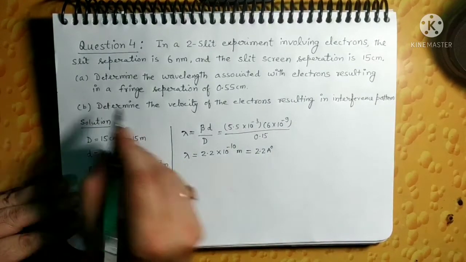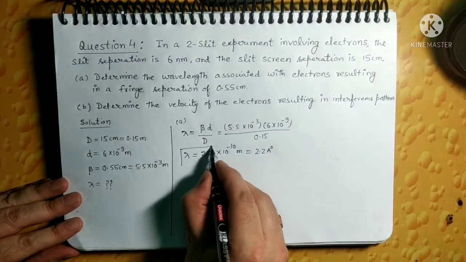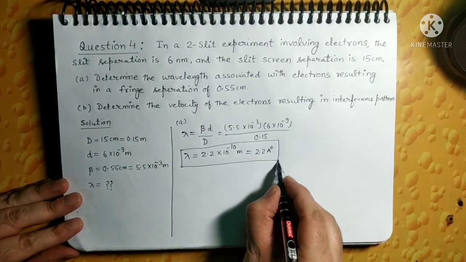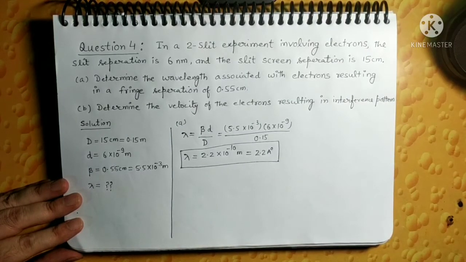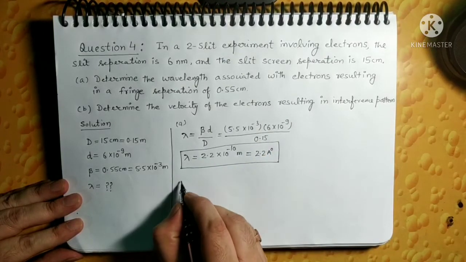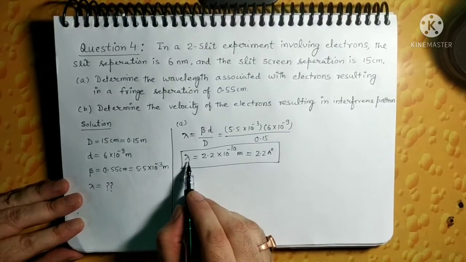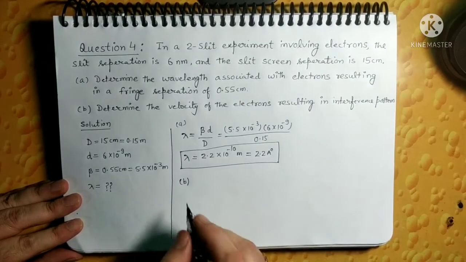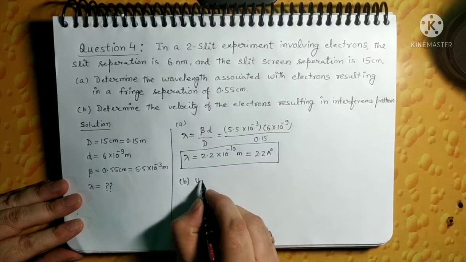So this is the part A we have solved, and the answer is 2.2 angstrom. So this is the wavelength associated with the electrons. Now in the B part we want to calculate the velocity of the electrons resulting from this pattern. So what is the relation between the wavelength and the velocity? The relation between wavelength and velocity can be calculated by de Broglie wavelength.